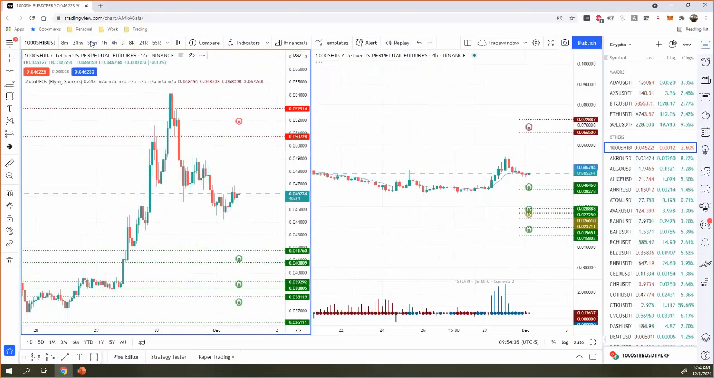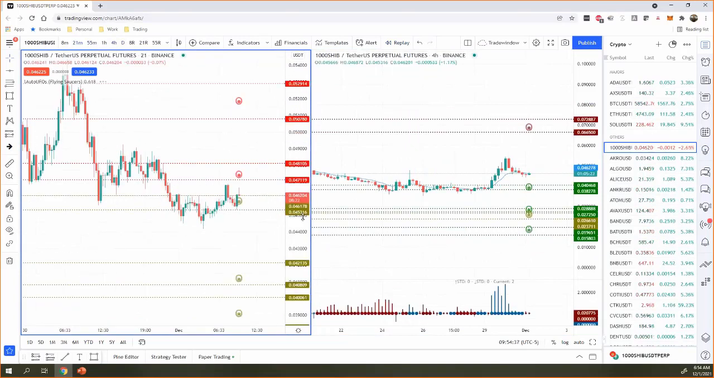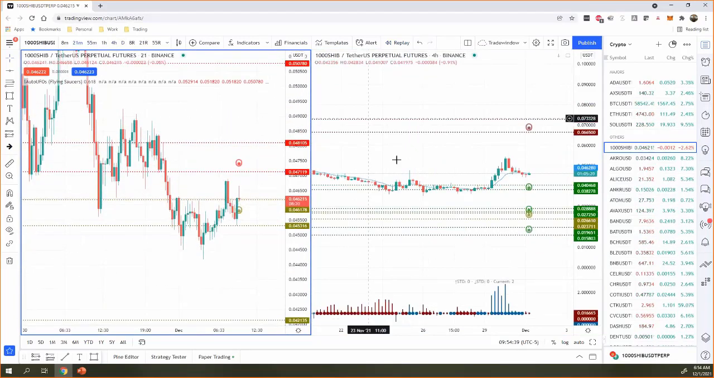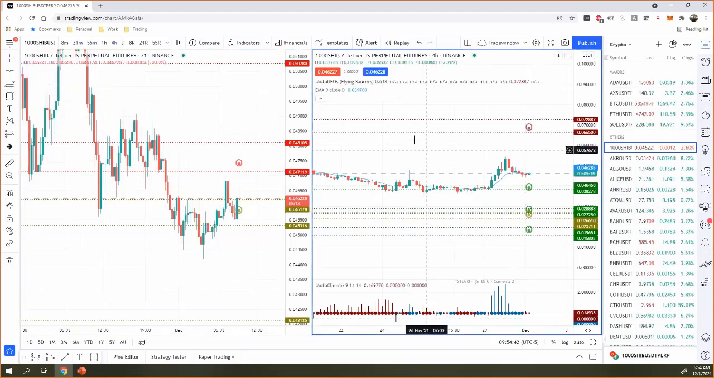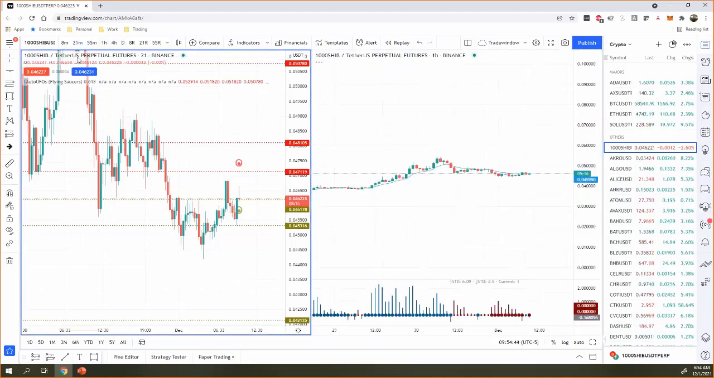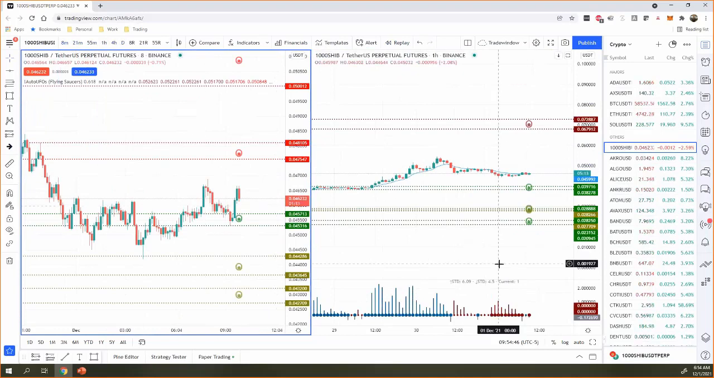If we were to go down to the 4-hour and 21-minute, it's unconfirmed for the past 2 days. You wouldn't be doing anything. Hourly and 8-minute, confirmed down.